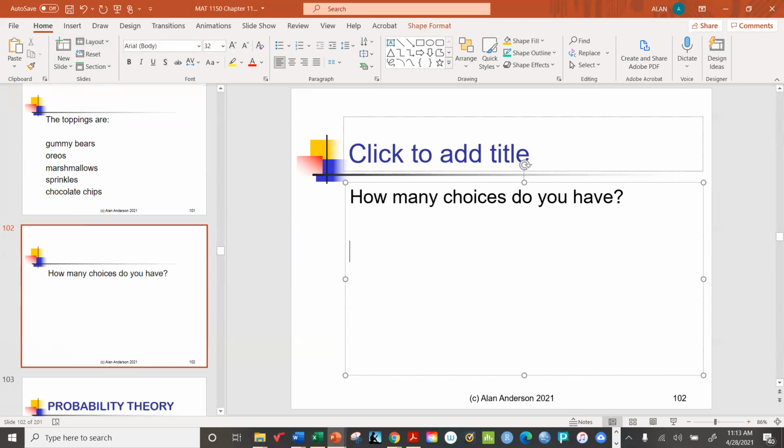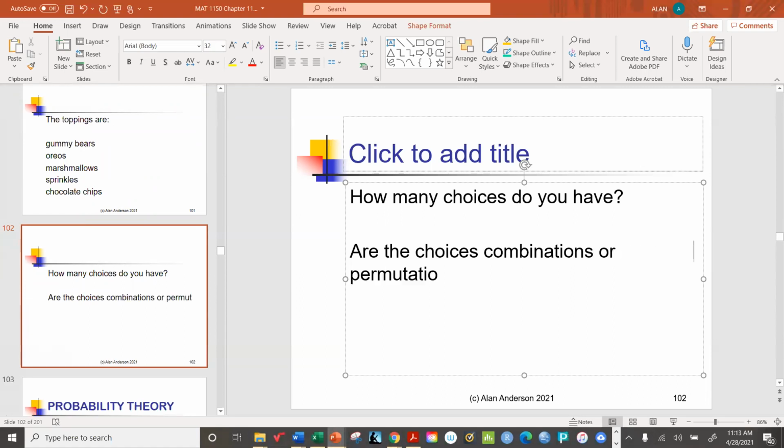So the first thing you have to ask yourself is, are the choices combinations or permutations? What do you think? Does it matter what order you pick your toppings when you throw them on your ice cream? I mean, you're just going to dump it all on the top anyway. You'll never know the difference, right?